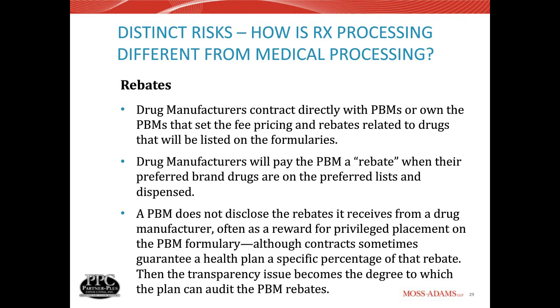The second distinct risk in the Rx processing that's very important is the rebates. Now, the rebates are where a drug manufacturer directly contracts with the PBM, or they might also own the PBM, like CVS Pharmacy and Caremark. And they set the fee pricing and the rebates related to the drugs that will be on the formularies. Remember, the formulary is key in understanding how it's being used to control your cost and in what you're paying for Rx drugs. So the drug manufacturers will pay the PBM a rebate when their preferred brand drug gets on this formulary preferred list, and, of course, it has to be dispensed.